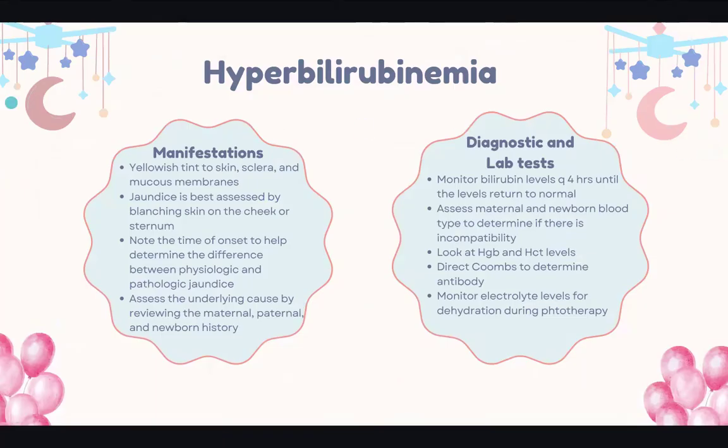All right. Hyperbilirubinemia, again, with the manifestations and diagnostics. We're going to assess for yellowing of the skin, the sclera, and the mucous membranes. We're going to note the time of onset to determine whether or not it's physiologic or pathologic. And some of the diagnostics are going to include bilirubin levels every 4 hours, blood type testing, hemoglobin and hematocrit, Coombs testing, and electrolyte monitoring.